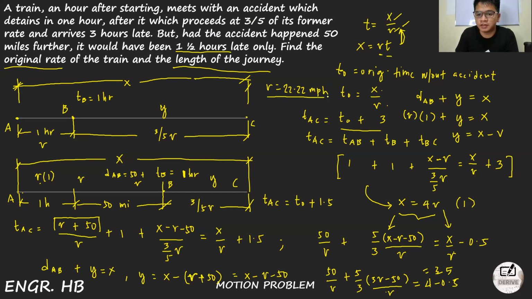So we have the v. And of course, sa equation 1 natin, sa situation 1, makukuha natin yung total distance. So x is equal to 4 times 22.22. Of course, that will become 88.88 miles. So ayun. So natapos din natin. Nakuha natin yung velocity and the total distance or length of the journey using two equations because we have the two situations.